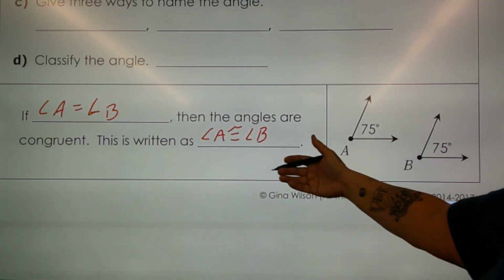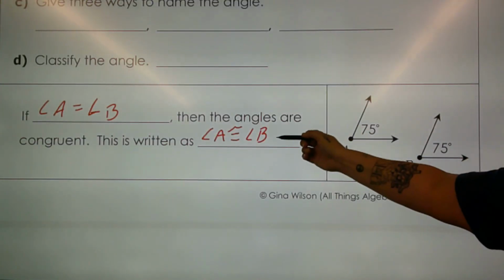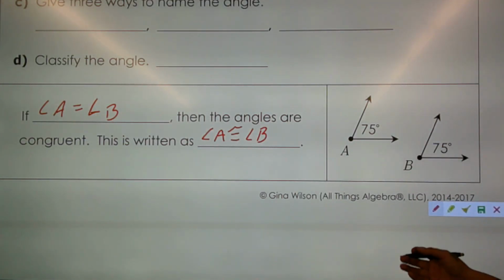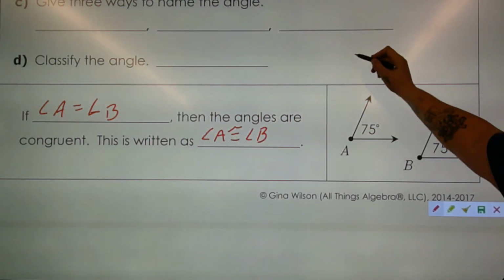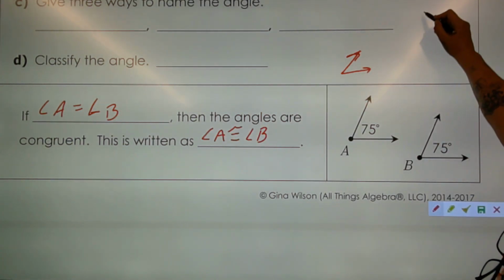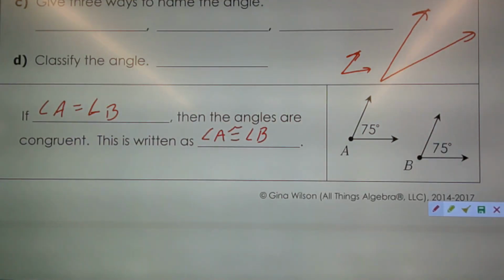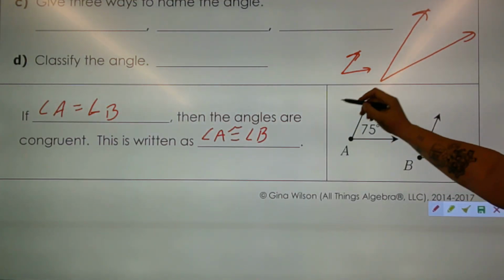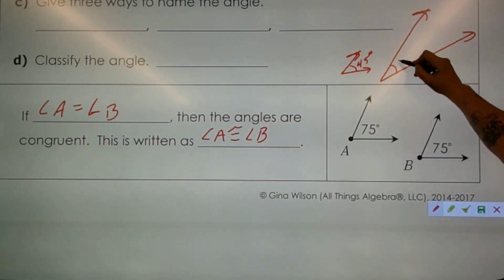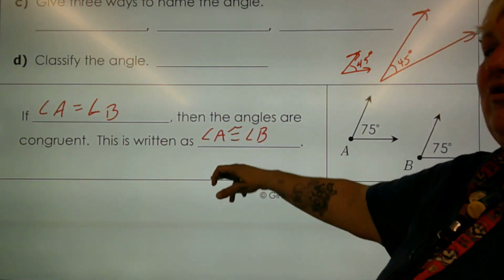It's a step further than just saying they're equal. I get it, they're both equal, they're both 75 degrees. But by saying they're congruent, we're saying that it doesn't matter if they look the same. They are the same. So what if I drew one like this and one like this? They don't look the same. But if I say they're congruent and this one is 45, then this one also has to be 45 because they're equal. They're congruent. They're more than equal.